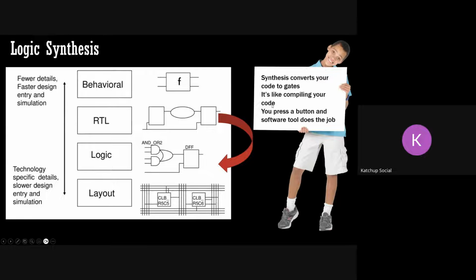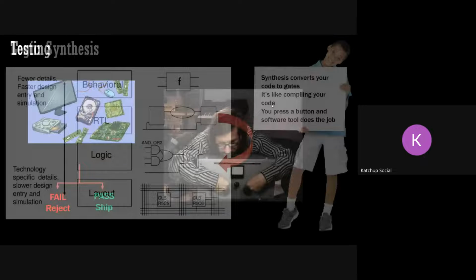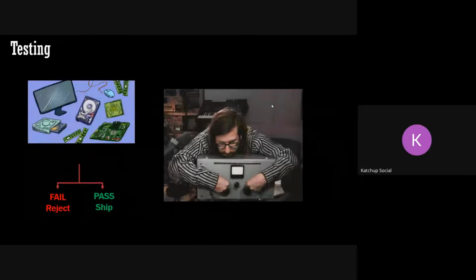So verification is one of the important parts of chip design, and there is more. Now, after that, when you want to test a chip, let's say the chip is created and you want to test it, you will probe some signals and figure out whether it's working. If it's not working, you will reject it. If it's working, you will pass it and ship it to the customer.